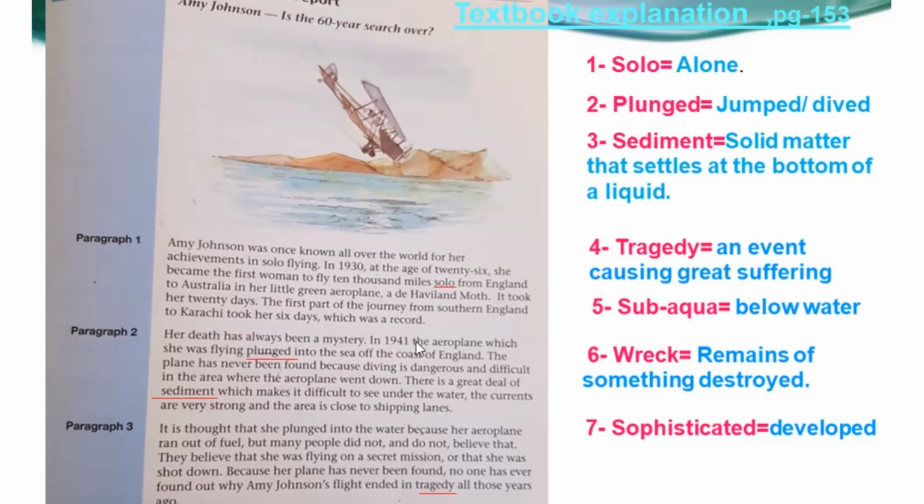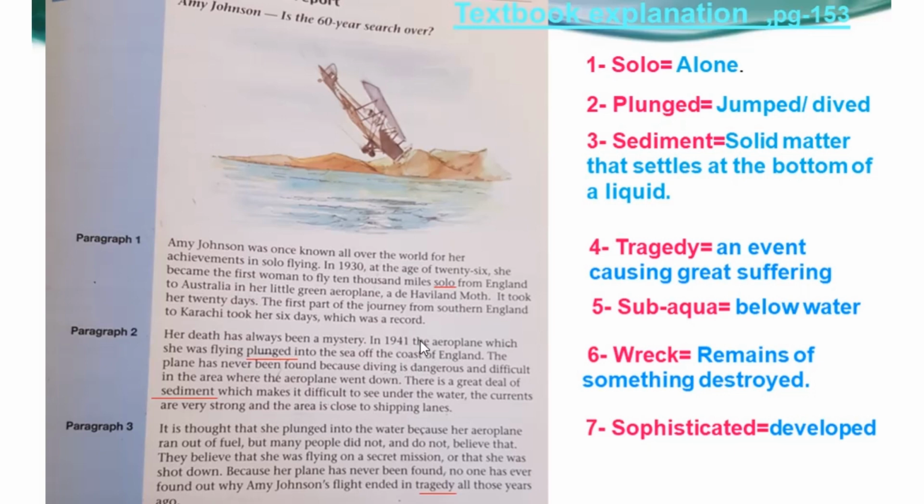Okay. In 1941, the aeroplane which she was flying plunged into the sea off the coast of England. So students, what is plunged? Plunged means dived into, jumped into. Like you see, it is diving in the plane. What do we call it? Diving or jumping. Okay, so students, underline plunged and write the meaning jumped or dived. Okay, into the sea off the coast. Coast means the edge, the seashore. Okay, where the water meets the land. That portion in between is called the coast, the edge of the land which touches water.